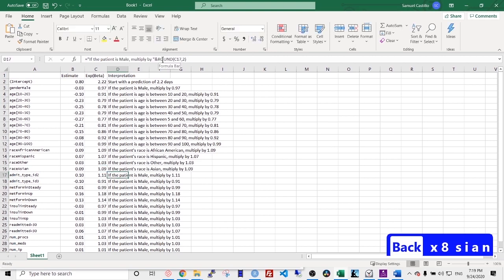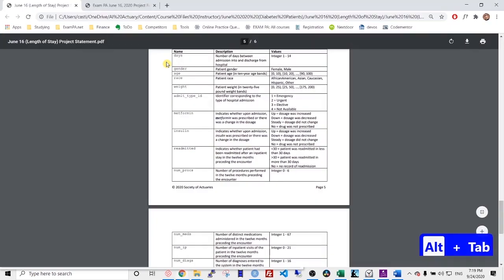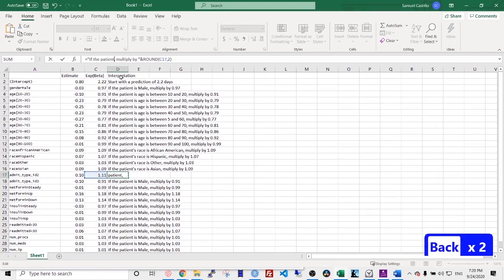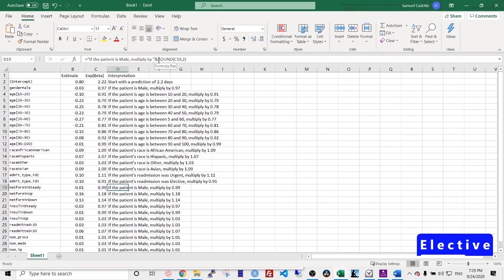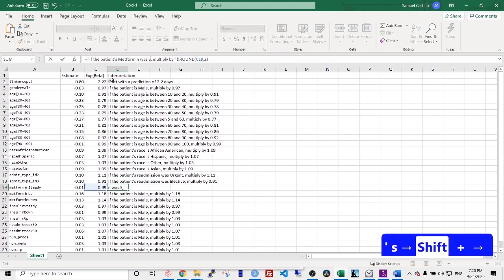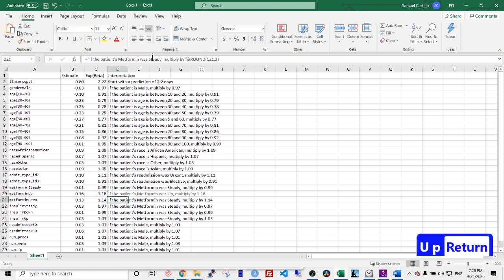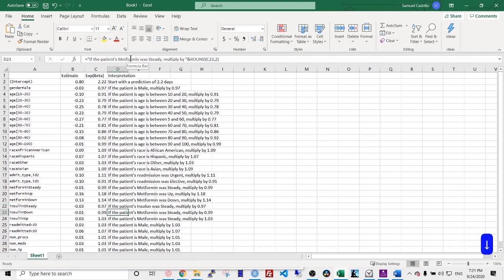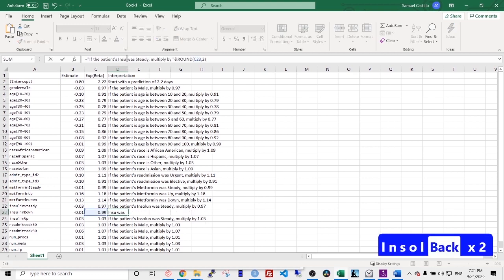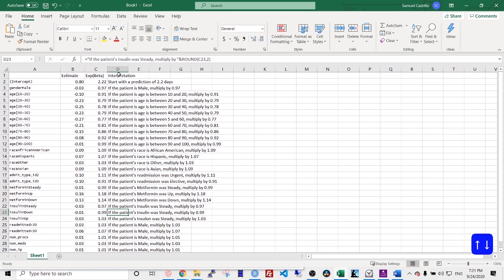And we're almost done. Now we just have admit type 2. Admit type 2, let's look at the data dictionary. This is urgent. If the patient's readmission was urgent, or 3, which was elective. And then we just have these metformin. If the patient's metformin was steady, or if it was up or down, if their patient's insulin was steady or down, insulin. It's helpful if you can spell insulin correctly. Steady, down, or up. And then if they were so let's see.